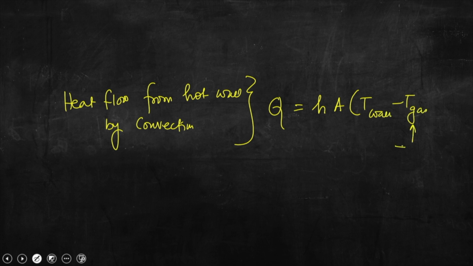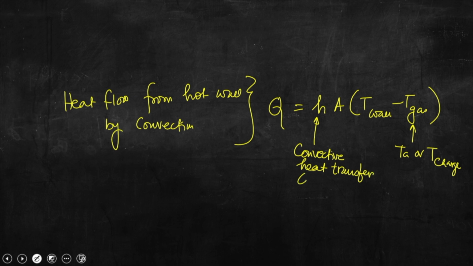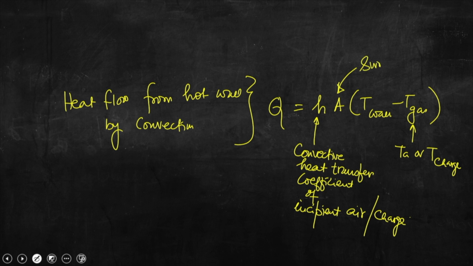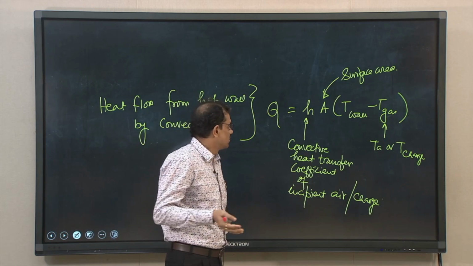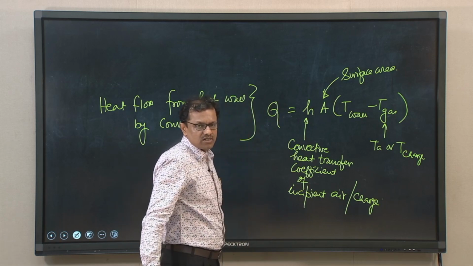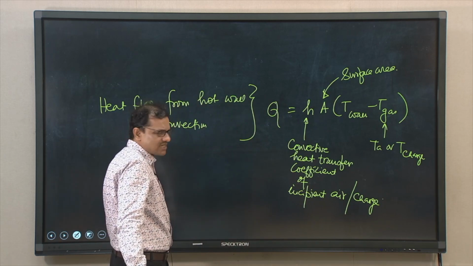So, this T gas is basically T air or T charge, so I am writing T gas. Here h is the convective heat transfer coefficient of the incipient stream charge, and A is the surface area, the area which will be involved for the removal of heat. So, this is basically the expression, very easy.